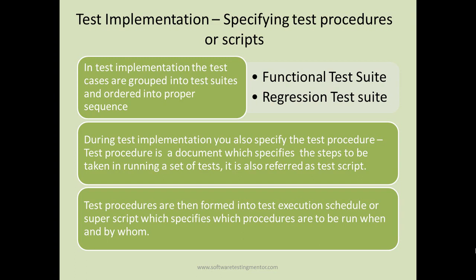If we try to summarize all three processes: test condition, test cases, and test implementation. In test condition, you just figure out what can be tested. Then in test cases, you define the detailed steps of how to test that thing, where a test case can cover multiple test conditions. And then in test implementation, you group those test cases into functional testing and regression testing, and then you define the test script.